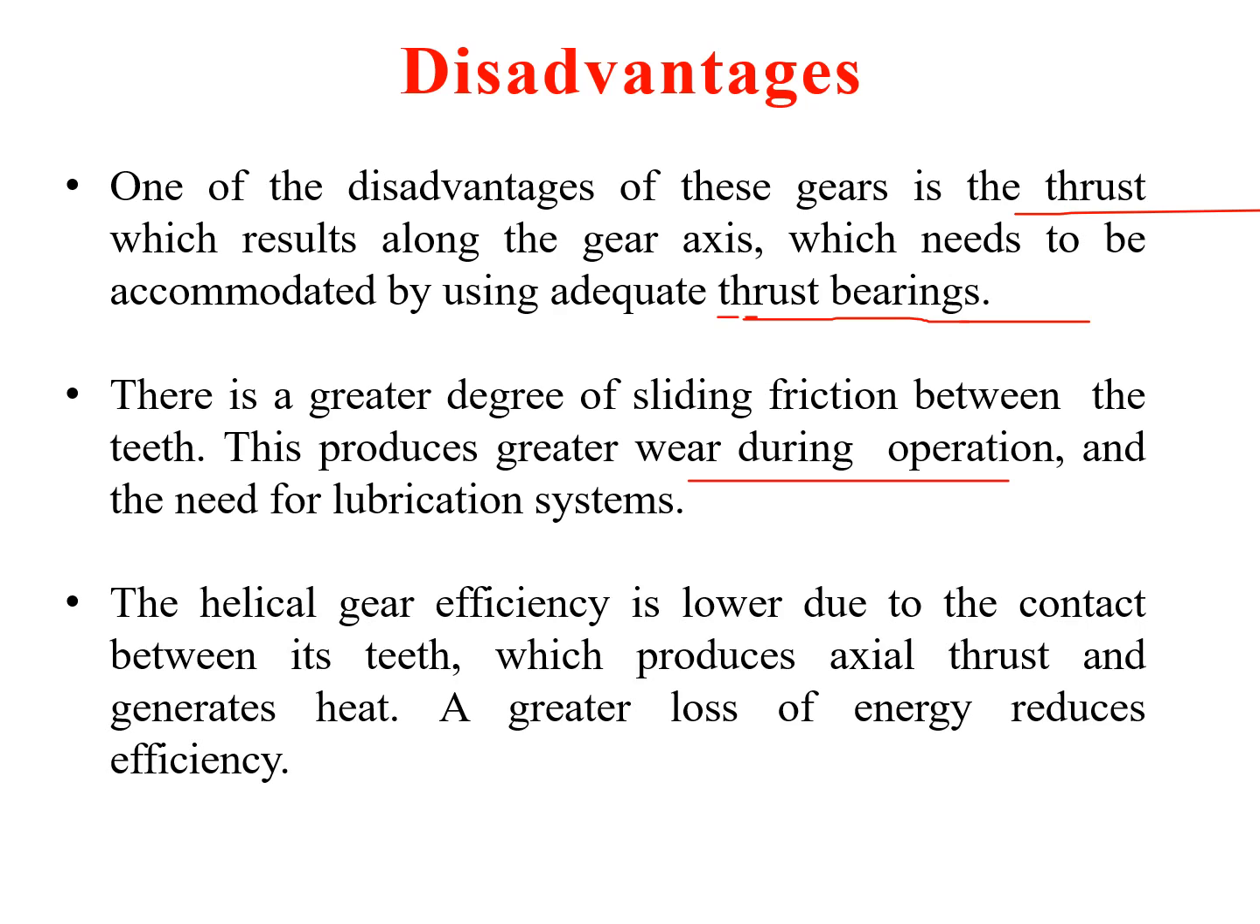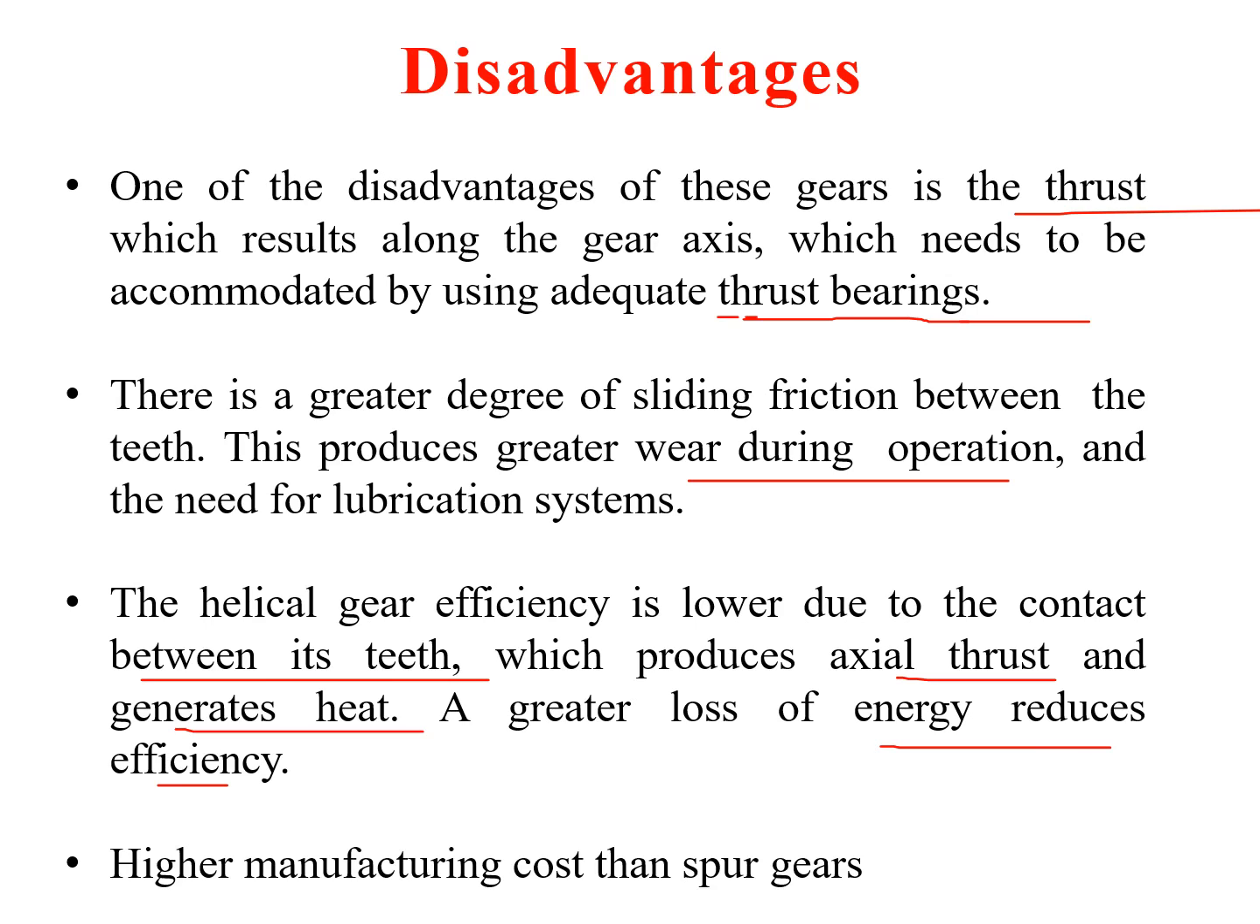The efficiency of helical gear is comparatively low. Why? It is due to the contact between its teeth, which produces the axial thrust and generates heat. So this reduces its efficiency. And also, as the helix angles are there, to generate the teeth at a particular angle it requires more cost. Hence, the manufacturing cost of helical gear is also comparatively larger.